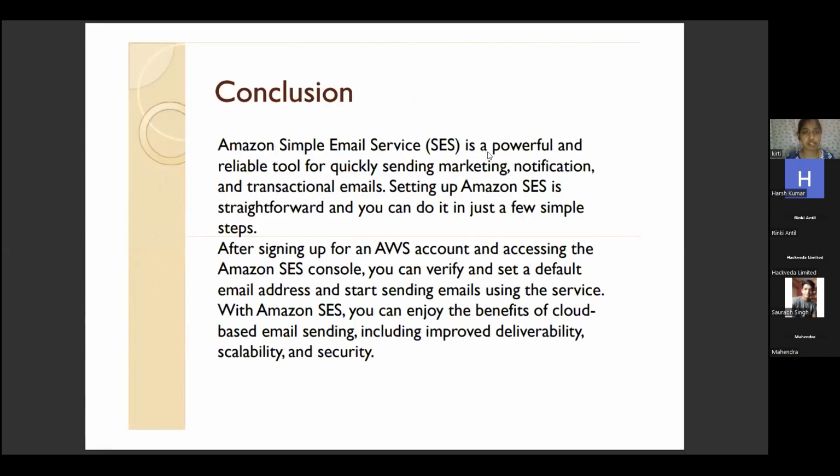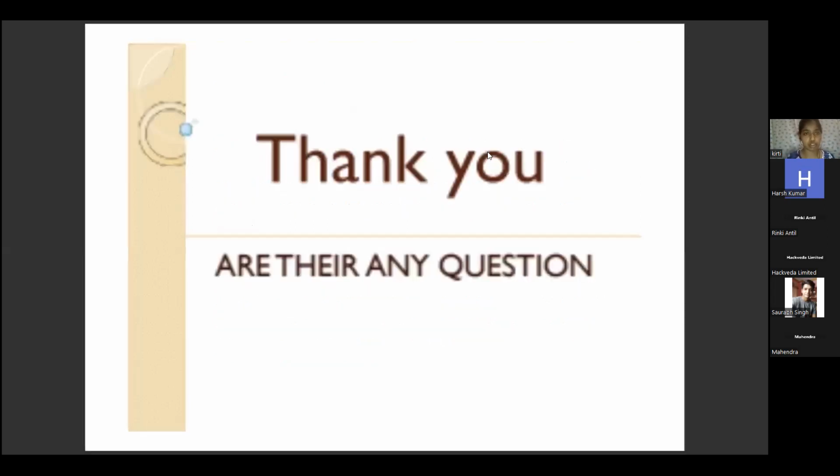In conclusion, Amazon Simple Email Service is a powerful and reliable tool for quickly sending marketing, notification and transactional emails. Setting up Amazon SES is straightforward and you can do it in just a few simple steps. After signing up for an AWS account and accessing the Amazon SES console, you can verify and set a default email address and start sending email using the service. With Amazon SES, you can enjoy the benefits of cloud-based email sending, including improved deliverability, scalability, and security. Thank you. Are there any questions you can ask me?